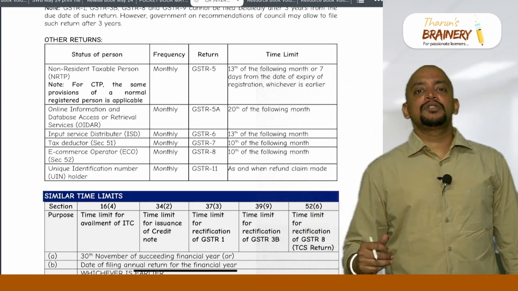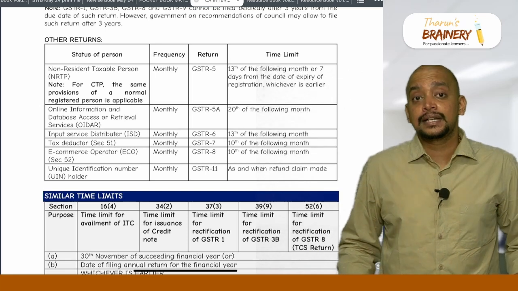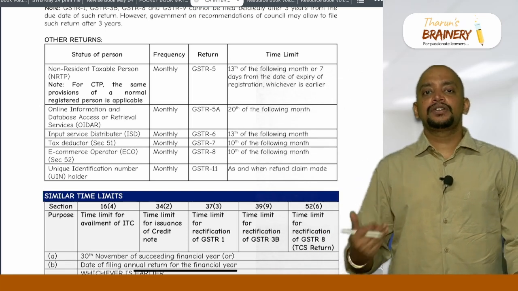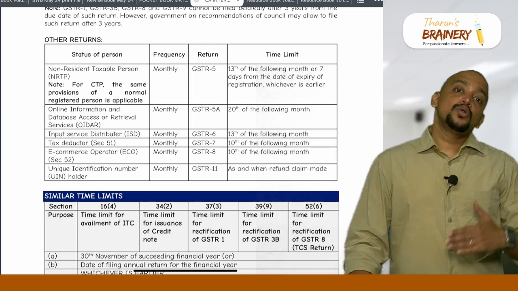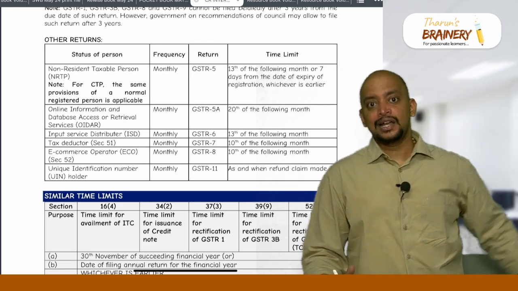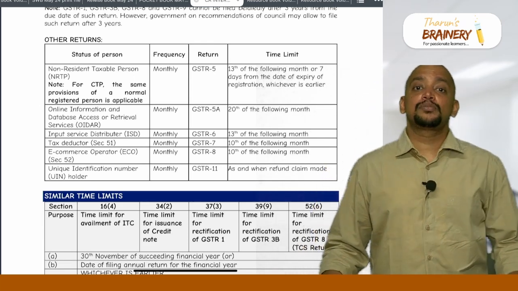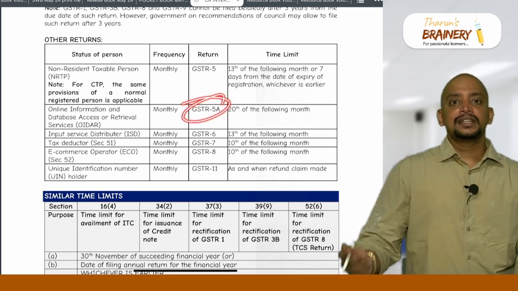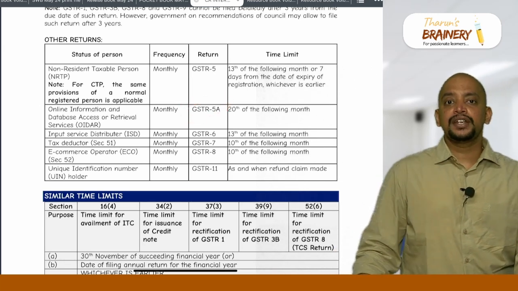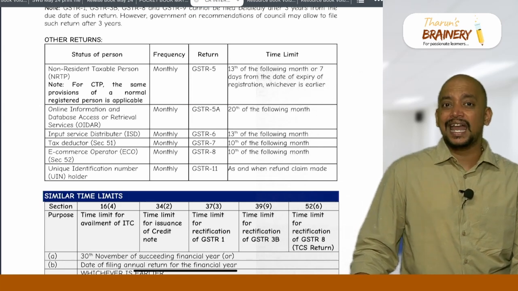Then next, we have 5A. 5A is required to be filed by an OIDAR supplier, an online information database access and retrieval services provider who is located outside India and is making supply to a non-taxable online recipient in India. He is required to file GSTR 5A. That's a monthly return, and by when should it be filed? 20th of the month following every month.